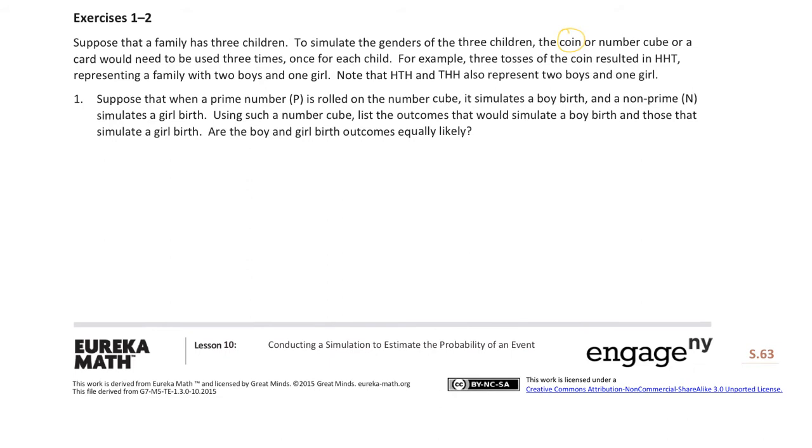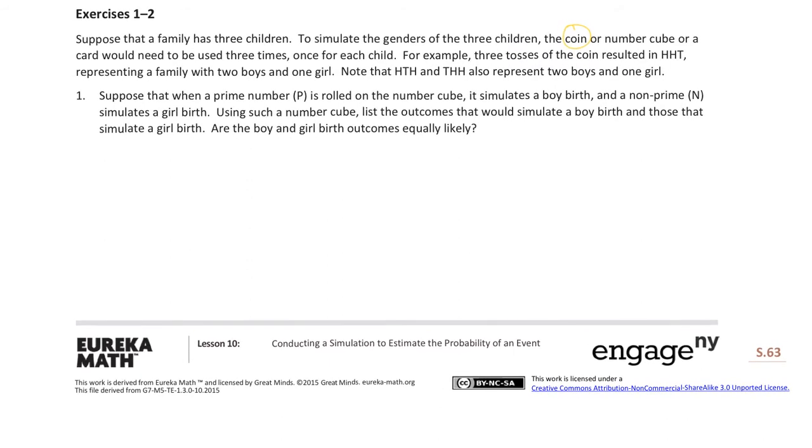HHT represents a family with 2 boys and 1 girl. Note that HTH and THH also represent 2 boys and 1 girl. So suppose that when a prime number is rolled on a number cube, which is a dice, it simulates a boy birth, and a non-prime number simulates a girl birth. Using such a number cube, list the outcomes that would simulate a boy birth and those that would simulate a girl birth. Are the boy and girl birth outcomes equally likely?